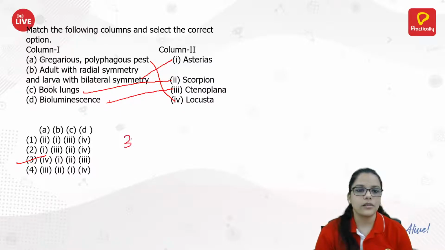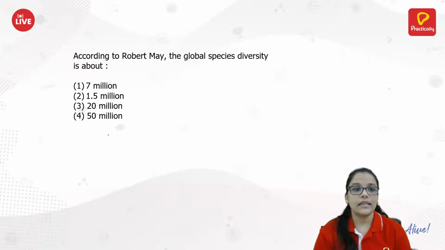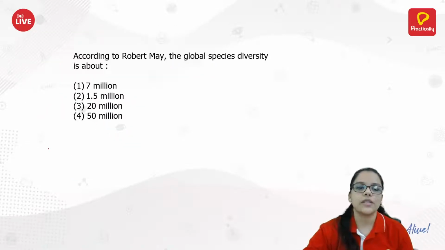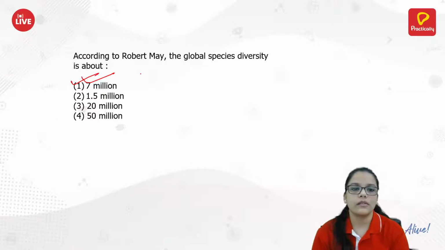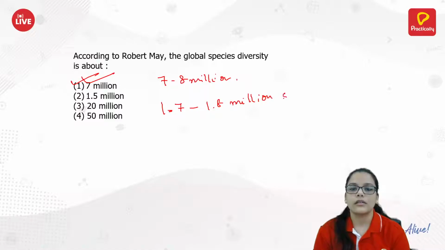Answer is correct. Next, according to Robert May, the global diversity of species is 7 million. This is a very common question, because there are around 7 to 8 million species. That is what Robert May said. 7 to 8 million species, out of which only 1.7 to 1.8 million species have been reported.